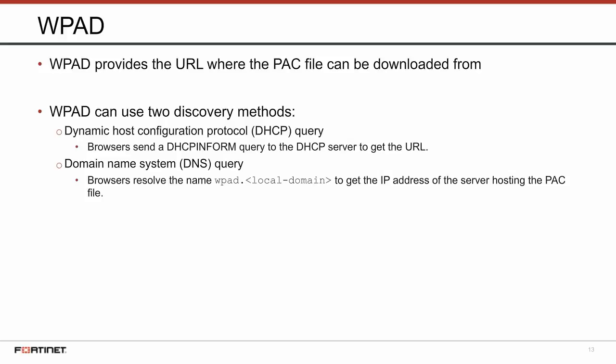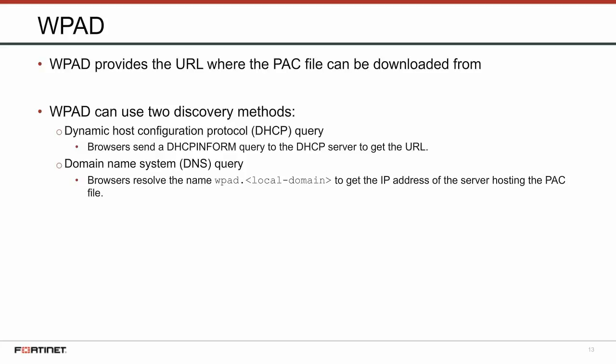Browsers can use WPAD to determine the URL where the PAC file is located. WPAD can use two discovery methods, DNS-based and DHCP-based. When using the DHCP method, the browser sends a DHCP inform request to the DHCP server. The DHCP server replies with the PAC file's URL. When the DNS method is used, the browser first queries the DNS server to resolve the FQDN wpad.local-domain. The DNS server replies with the IP address where the PAC file is located.